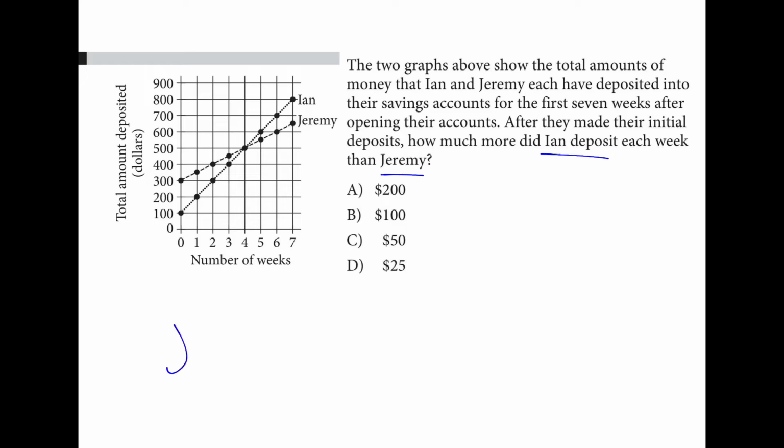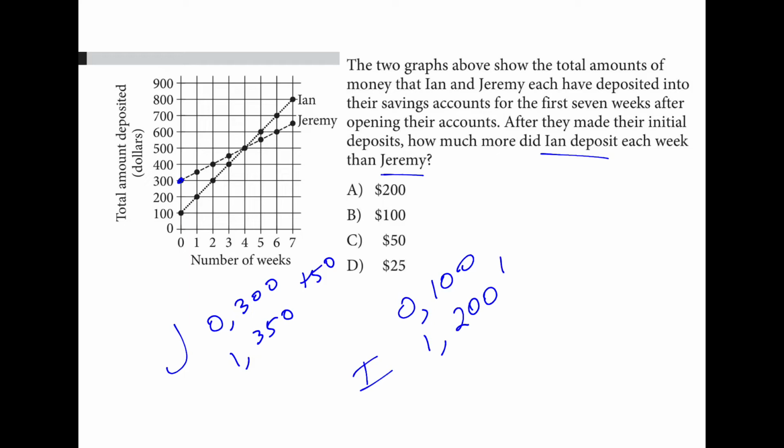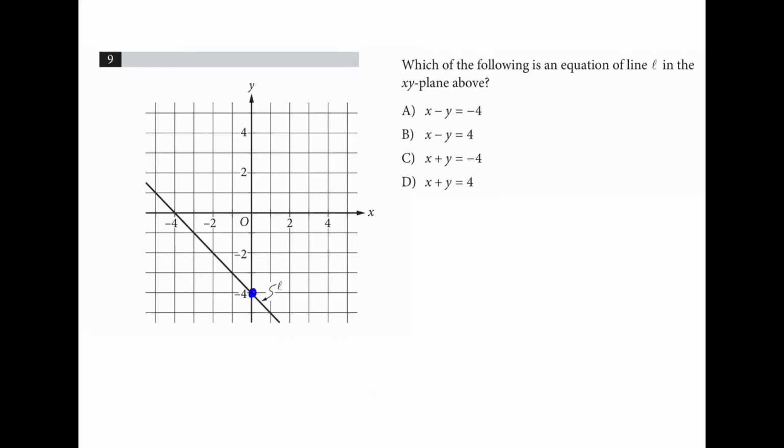So Jeremy, I see 2 points, (0, 300) and (1, probably 350). And for Ian, (0, 100) and (1, 200). So one up by 50, one up by 100. $50 difference per week.